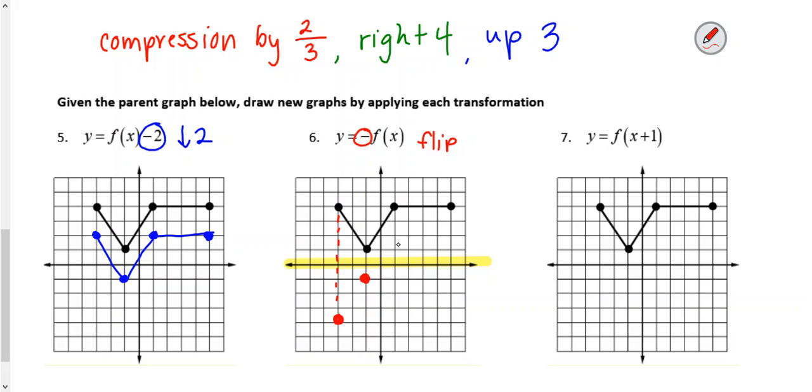And again, next point, up 4. Go down 4. And then down 4. Connect your points. And it should have the same shape as your original.